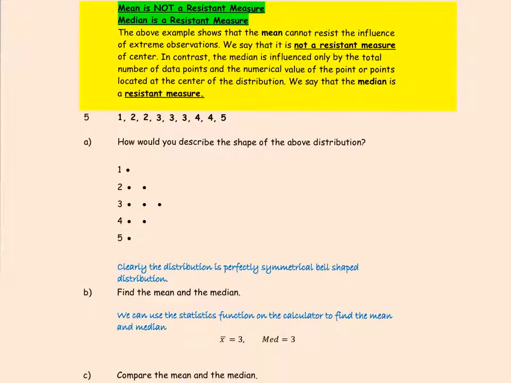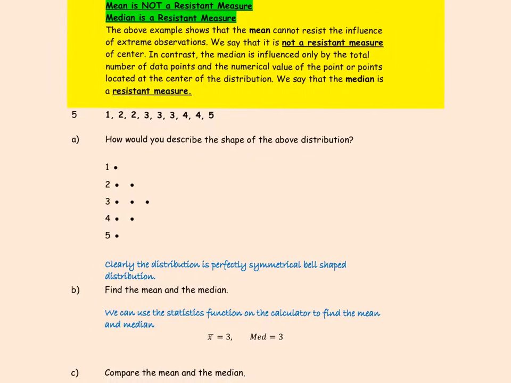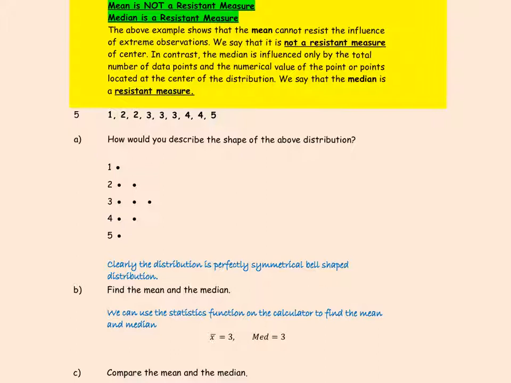Now we've discussed in the previous part that the mean is not a resistant measure and the median is a resistant measure. Because the mean gets pulled in the direction of the skew, it gets larger than the median for a right skew. It gets smaller than the median in the case of a left skewed distribution.